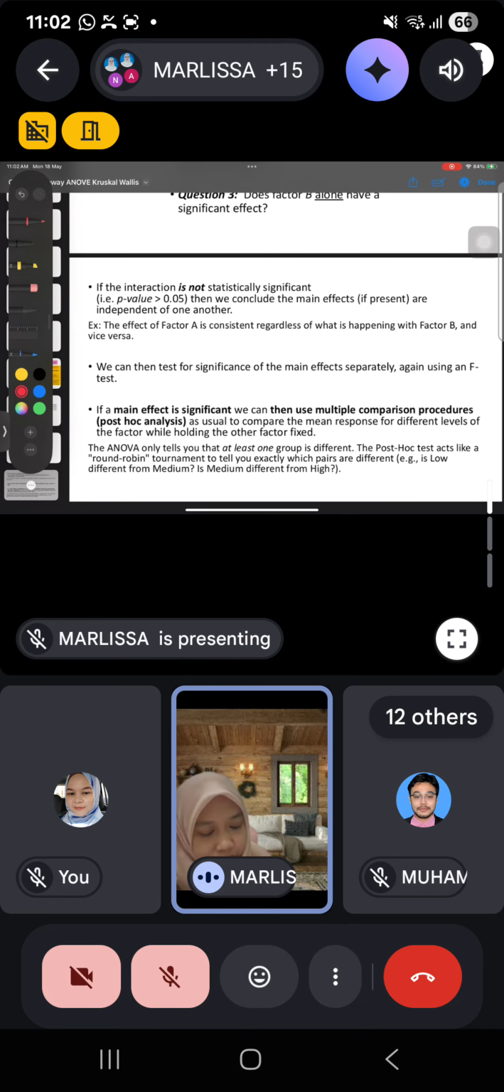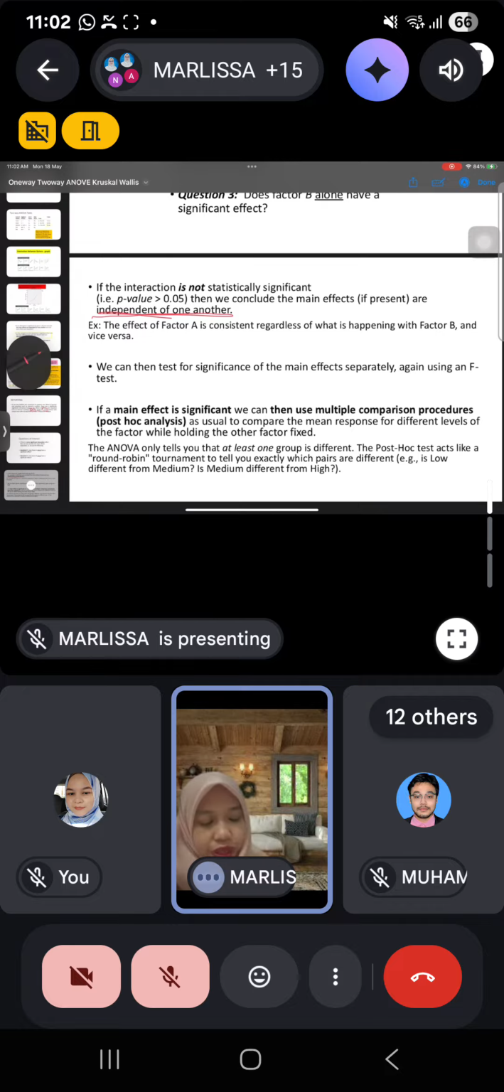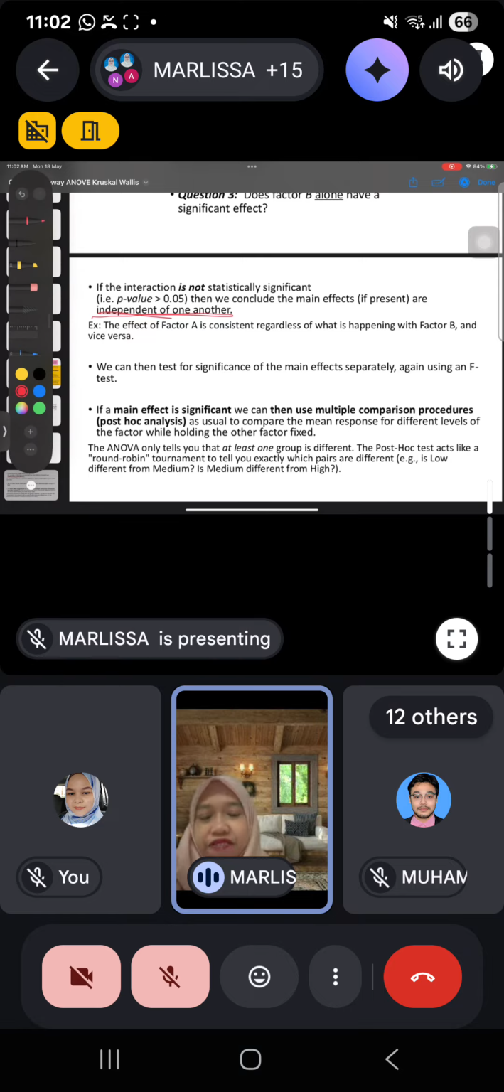The main effects are independent of one another. Meaning that one group is not dependent on another group, both groups are not giving any effect towards the other group. So the effect of factor A is consistent regardless of what is happening with factor B. This is what we mean by not statistically significant.